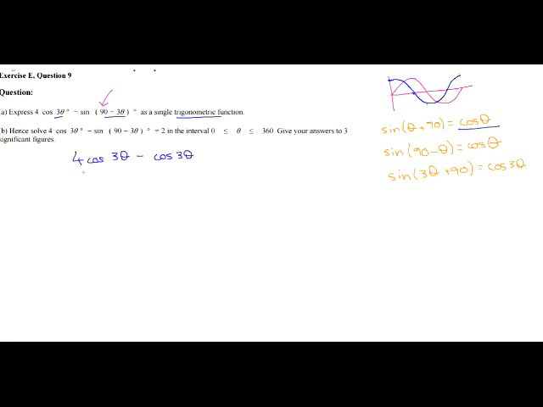Now you see it's pretty simple. 4 of them, take away 1 of them, that's just 3 cos 3 theta. I knew it was easy, had me stumped for a little while, so hopefully that's cleared up for you. Let's have a look at part B.